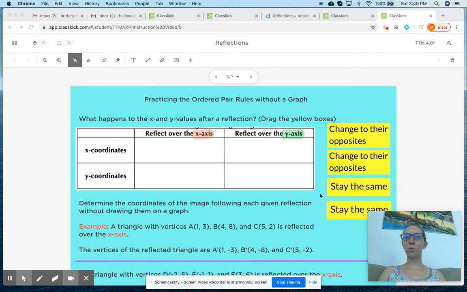What happens to x and y values after a reflection? Okay, not gonna lie, I have never once memorized this, so every single time I try and figure this out. So here's what I do.